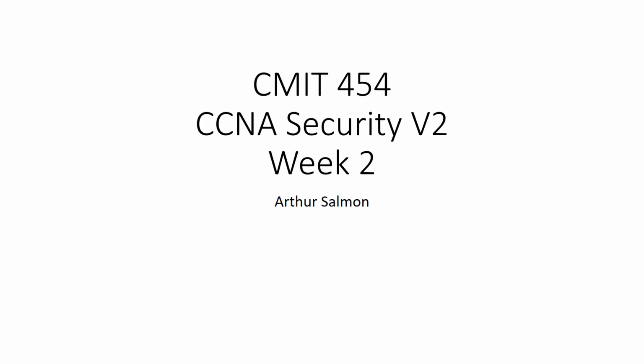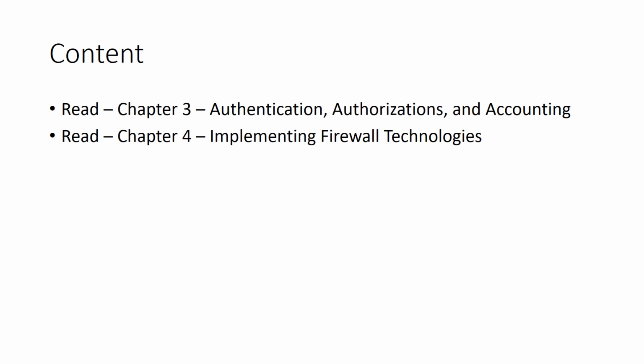Welcome to week 2. Just like the previous week, we have two chapters of reading, chapter 3 and chapter 4. Chapter 3 is about AAA, authentication, authorization, and accounting. So we're going to get into the CLI and see how the AAA actually affects the Cisco device. Chapter 4 is about implementing firewall technologies.